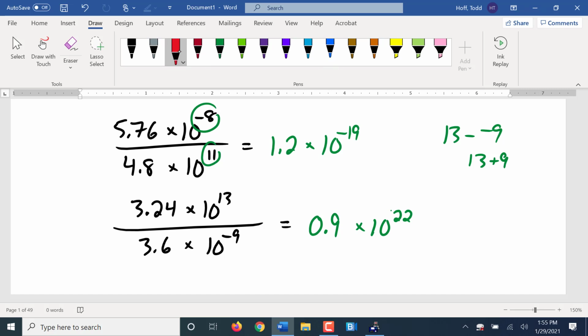And of course, we still got to adjust that by, move it over, it's 9 times 10 to the 21st. The number got larger, the power gets smaller.